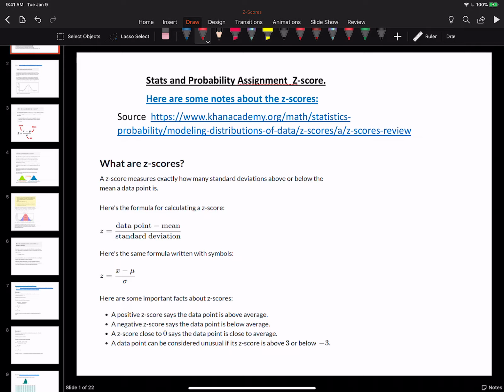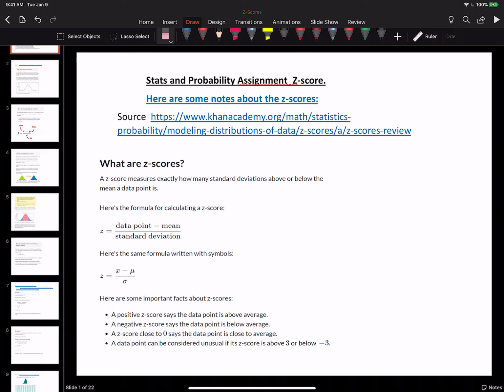Here are some notes about the z-scores. There's a link right here, as you can see, from Khan Academy about the z-scores. You could click on it and watch the video too, but this is part of the website also about the z-scores. What are z-scores?